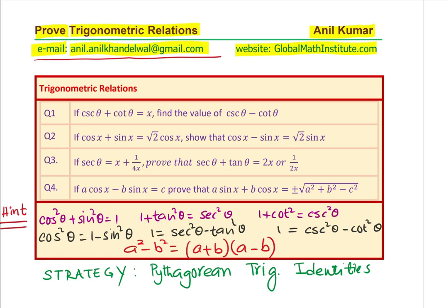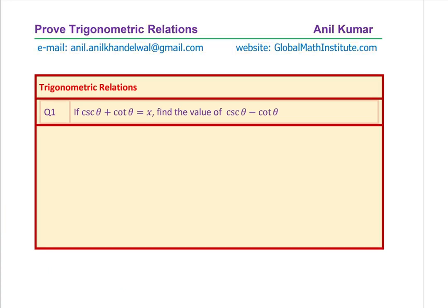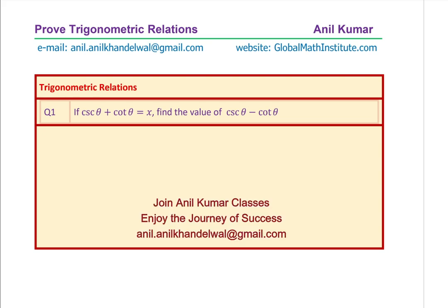Now let's look into their solutions one by one. Very first one is cosecant theta plus cotangent theta is x, right? So we are given cosecant theta plus cotangent theta as equal to x. Find the value of their difference. So, what does that remind you of?